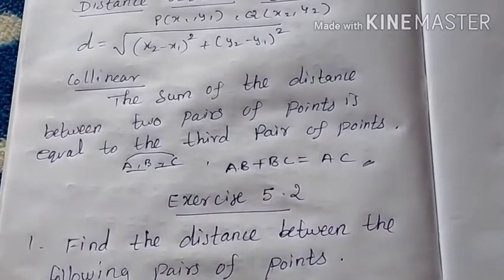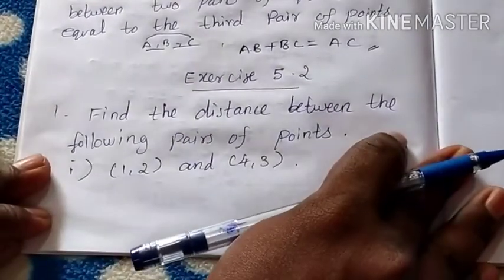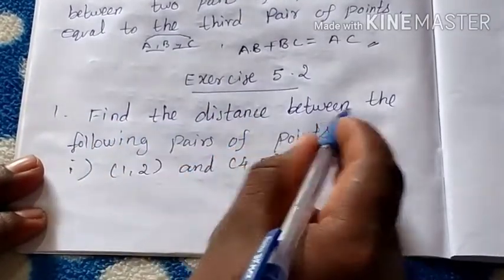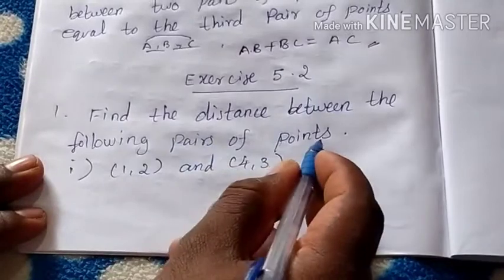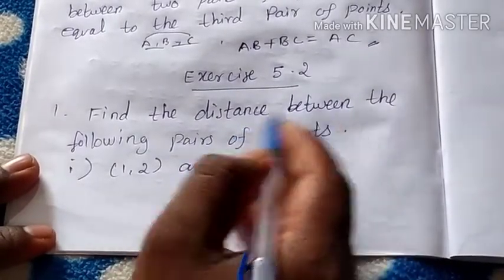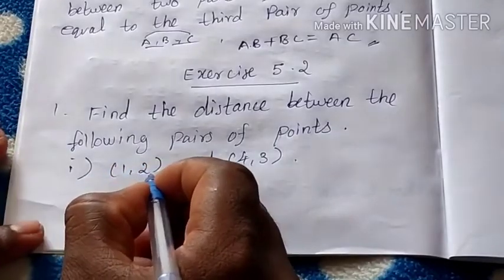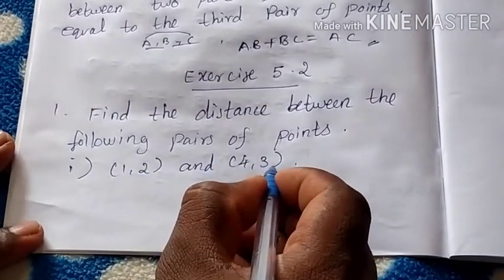Next, exercise 5.2. The first question: find the distance between the following pairs of points. The first subdivision: 1 comma 2 and 4 comma 3.